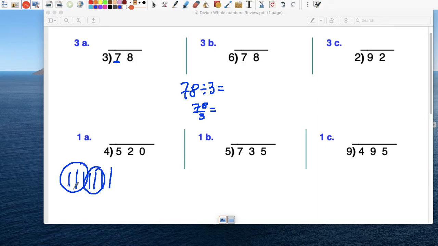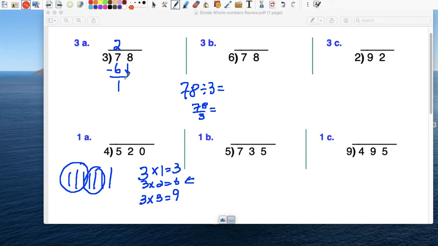So how many groups of 3s? I can make 2 groups. That's one way of doing it, or you can go through your times table. 3 times 1 is 3. 3 times 2 is 6. So I can make the 2 groups. Can I make another one? If I make 3 groups, I need 9 sticks. Do I have 9 sticks? No, I only have 7. So 3 goes into 7 2 times. 3 times 2 is 6. We're going to subtract. 7 minus 6 is 1.